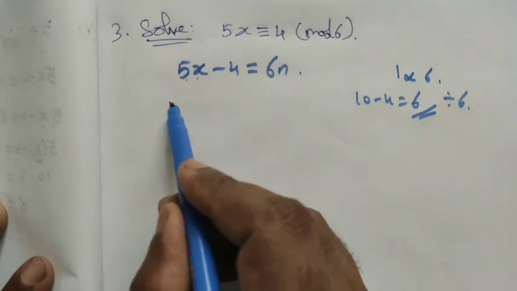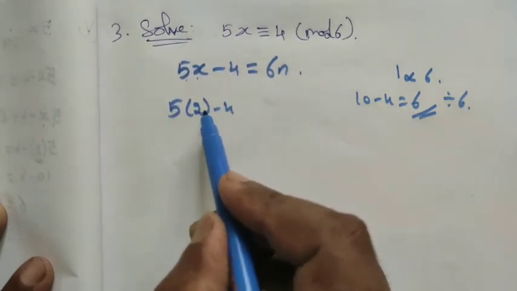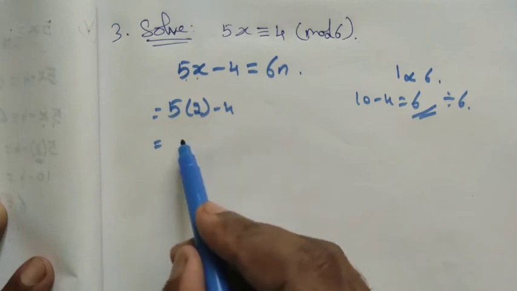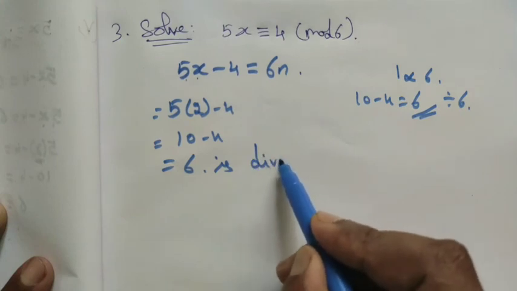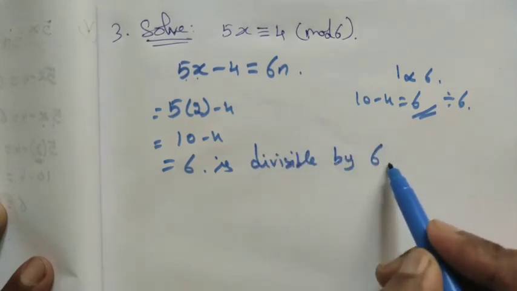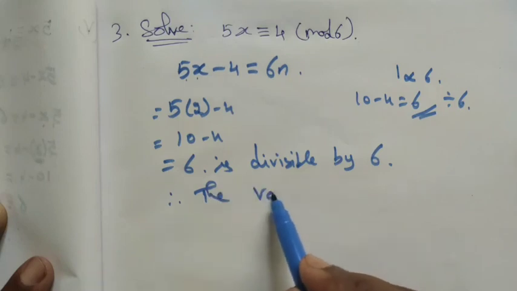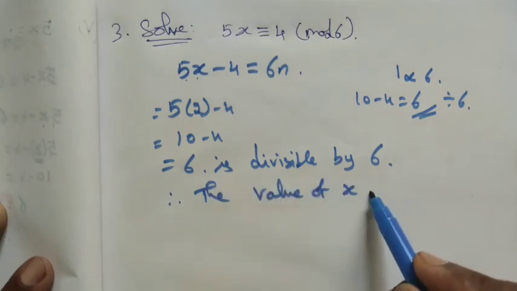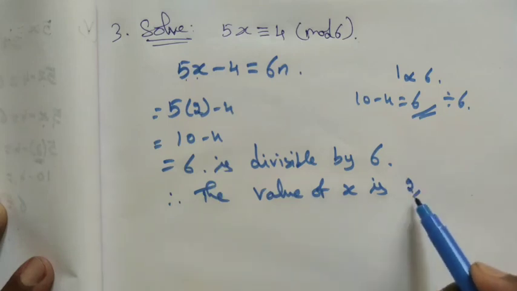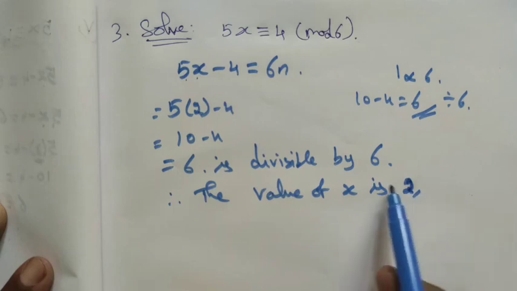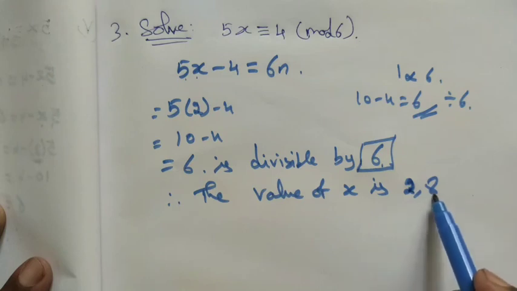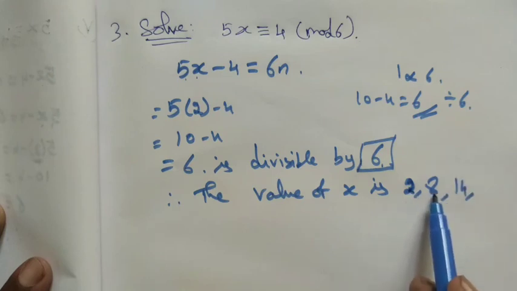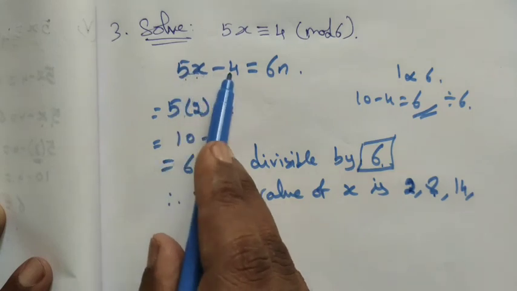So 5 into 2 minus 4 is equal to 5 twos are 10, minus 4 is equal to 6, which is divisible by 6. Therefore the first value of x is 2. To write the next number, as I have already said, whatever number we divide by, add that number to it: 8, then adding 6 gives 14, right? Check it. 5 eights are 40, minus 4 is 36.